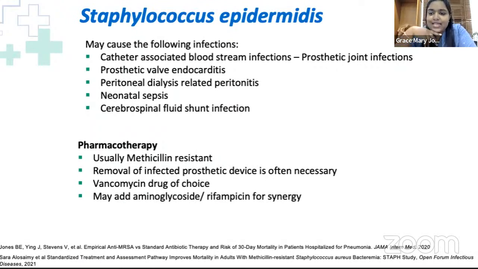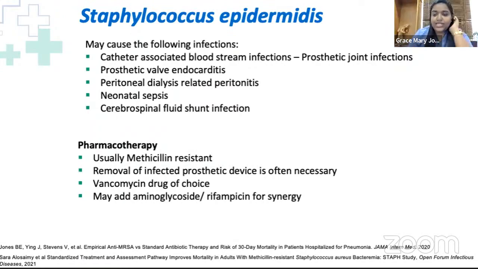And regarding Staph saprophyticus, just one sentence about saprophyticus is that it is one of the leading causes of urinary tract infection in sexually active females. Okay, so those who are newly married, when they come with a urinary tract infection, most of the time it's usually Staphylococcus saprophyticus causing the infection. So these are the major things that you need to know about Staphylococcus species.